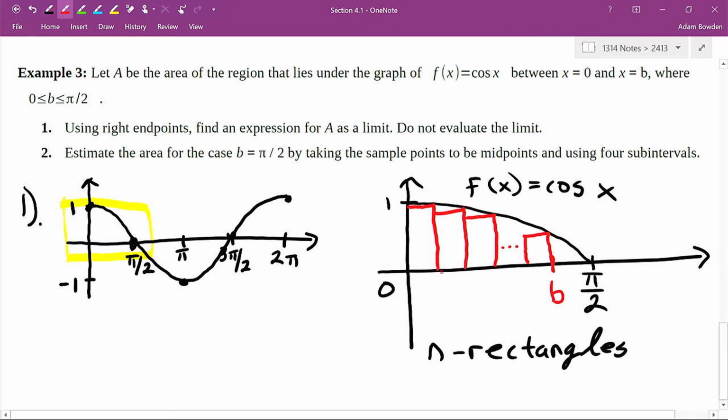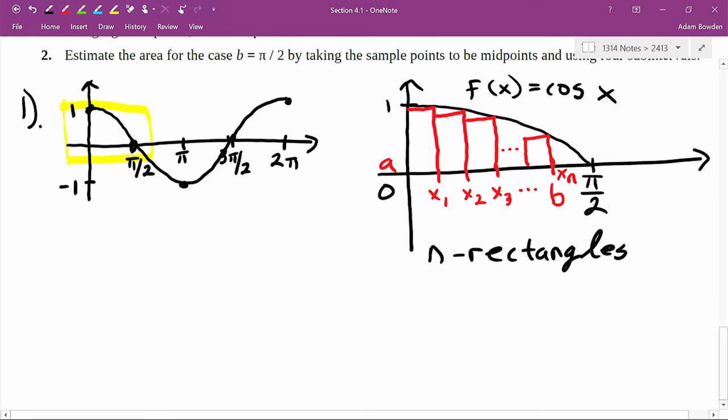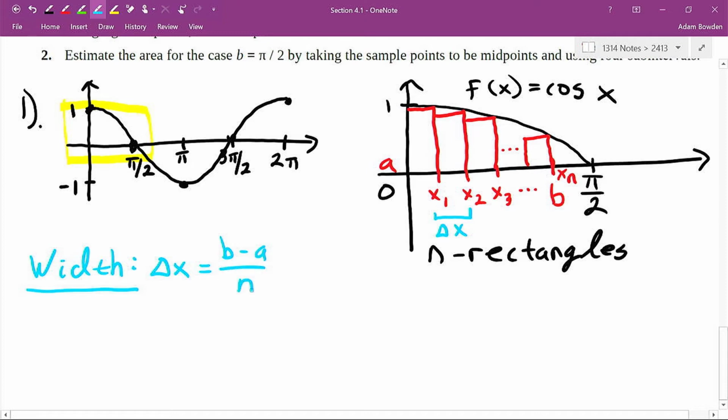And so let's label the endpoints here x1, x2, x3, all the way up to xn, which will be the same thing as b at the end. Up here at the top is the starting number, which in our case is 0, but that's also referred to as a. So we're going to refer to the width of each rectangle here as delta x. How we calculate delta x for the width is b minus a over n.